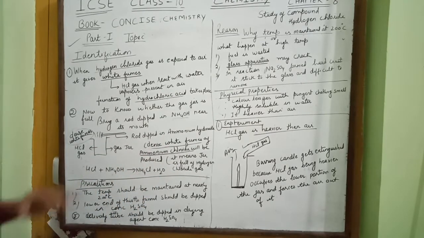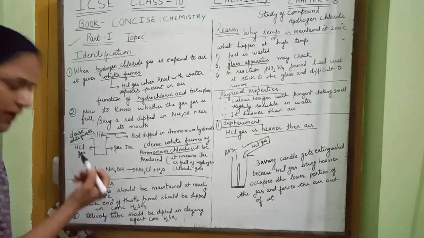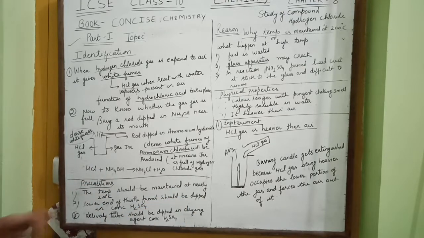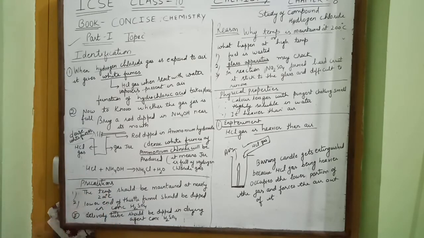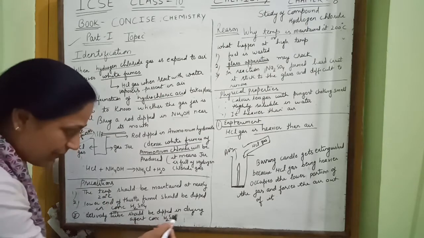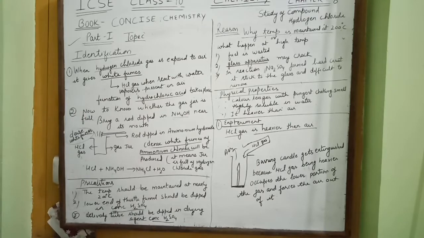Now, what are the precautions to be taken while preparing hydrogen chloride gas in the laboratory? The temperature should be maintained at nearly 200 degrees Celsius, the lower end of the thistle funnel should be dipped in concentrated sulfuric acid, and the delivery tube should be dipped in the drying agent, that is concentrated sulfuric acid.